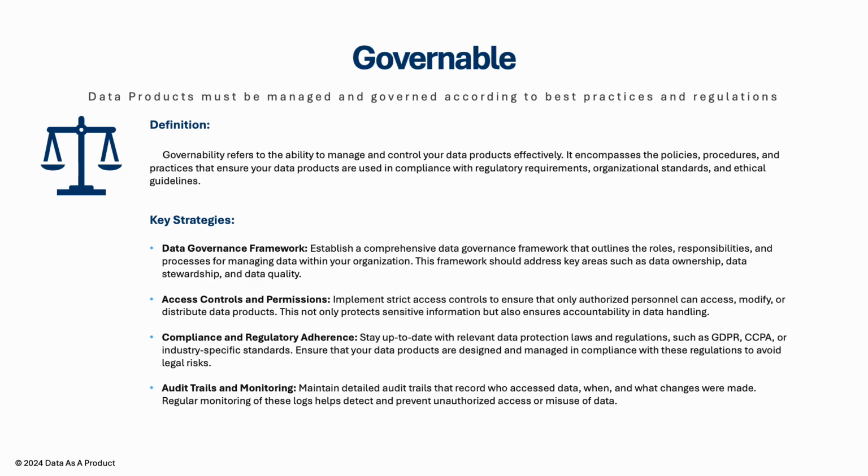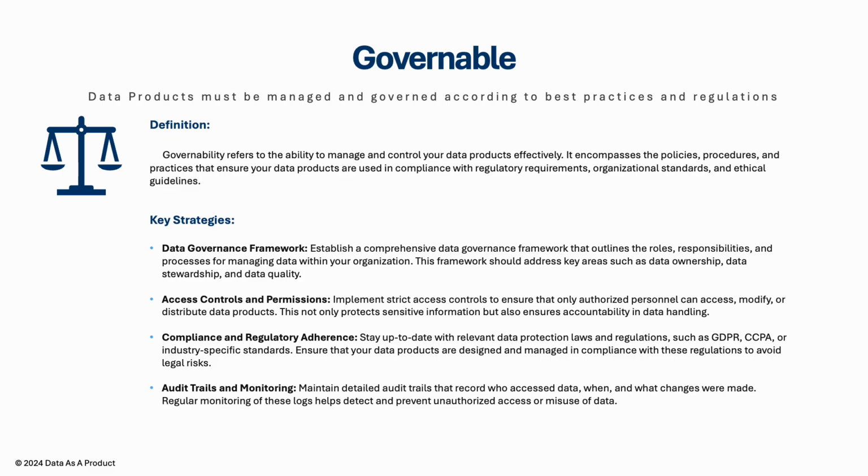Now let's discuss the fourth core value, governable. Governability refers to the ability to manage and control your data products effectively. It encompasses the policies, procedures, and practices that ensure your data products are used in compliance with regulatory requirements, organizational standards, and ethical guidelines. Without proper governance, data can become a liability rather than an asset. Poorly governed data products can lead to legal issues, data breaches, and misuse of information. In contrast, well governed data products ensure that data is used responsibly, securely, and in line with both legal requirements and business objectives. Governability also ensures that data remains constant and accurate over time, preserving its value and usability.